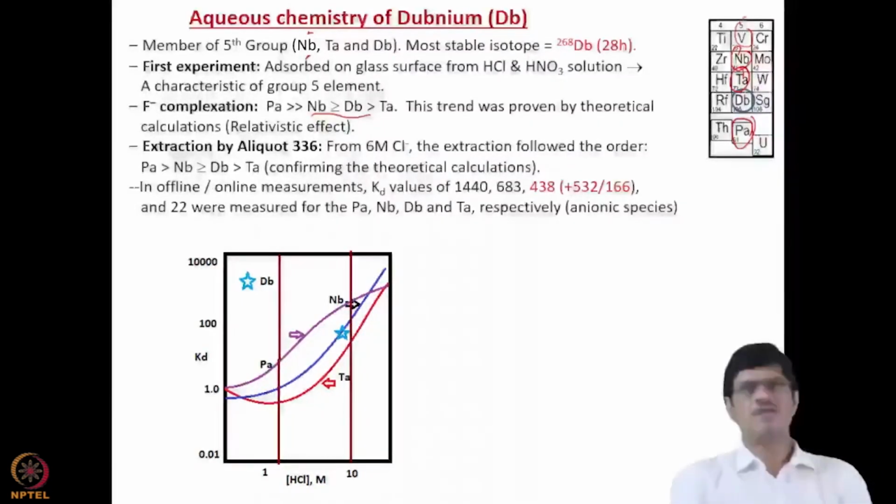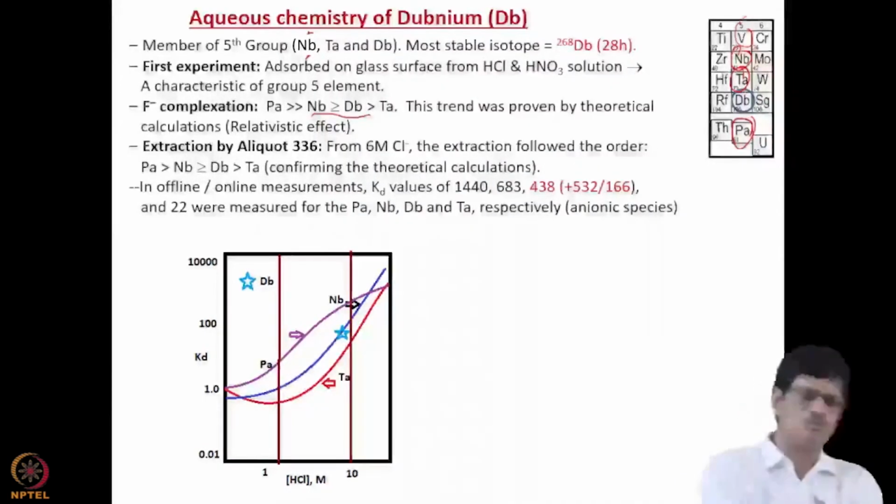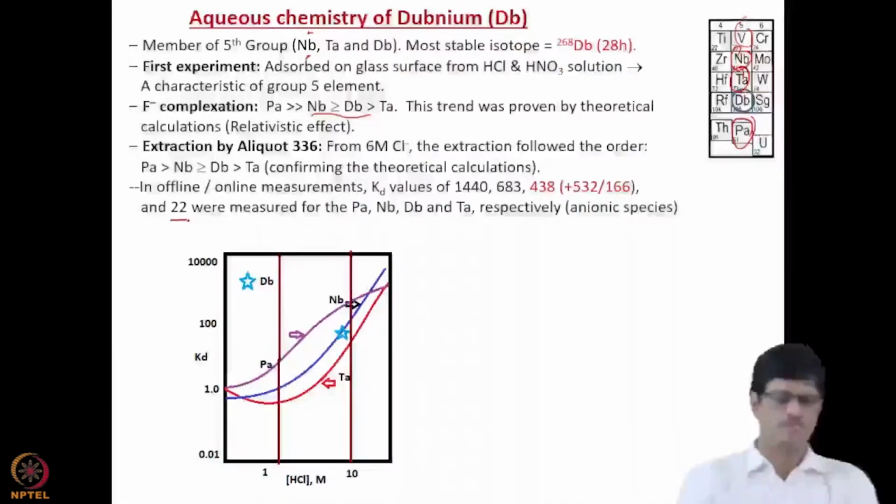You can see that the KD value is around 1440 for protactinium, which is very high compared to that of niobium, which is 683, and dubnium is around 438, which is again very large compared to that of tantalum, which is only 22. You can see that at this condition, these KD values are given.